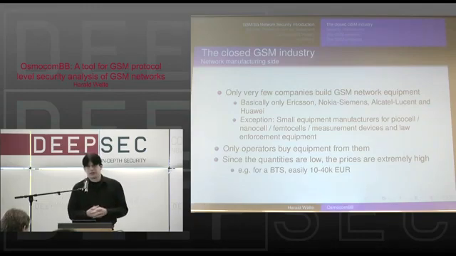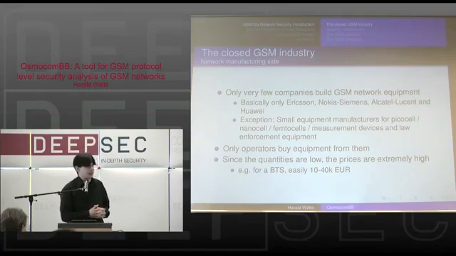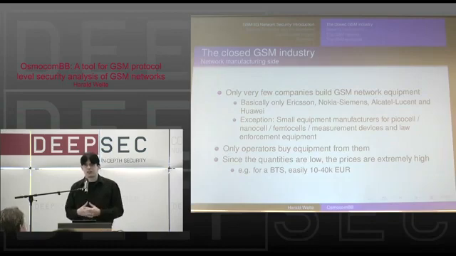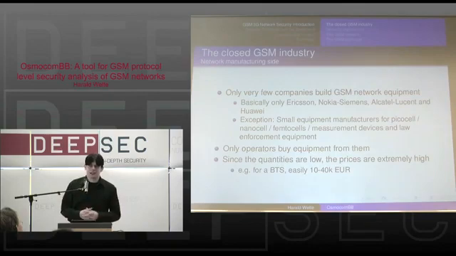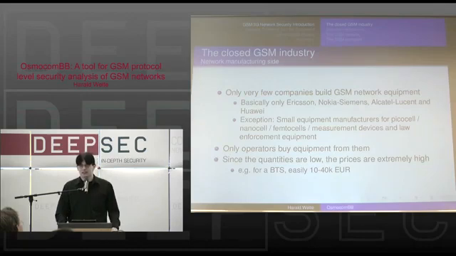And some operators buy equipment from them, but only operators are customers. So again, you cannot just go there and buy equipment. It's not like you call them up and say, "I want this BTS model," and they say, "Okay, sure, we ship it next week." This is a long process. You have to set up a relationship, sign all kinds of agreements, and then maybe if you're interesting enough, you can become a customer and actually buy equipment.